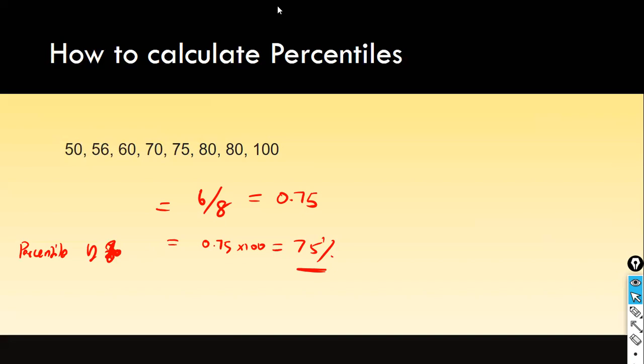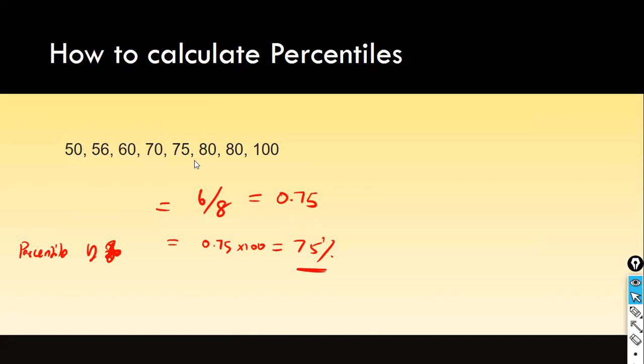The number of occurrences in the numerator is 7, since 80 comes twice, right? It is less than or equal to, so we can say 7 also. Yeah, we can use 7 divided by 8.